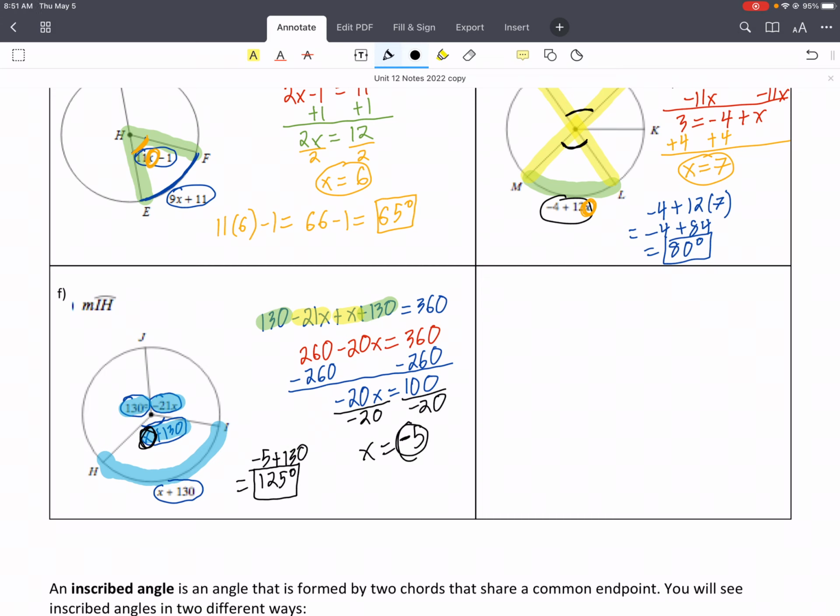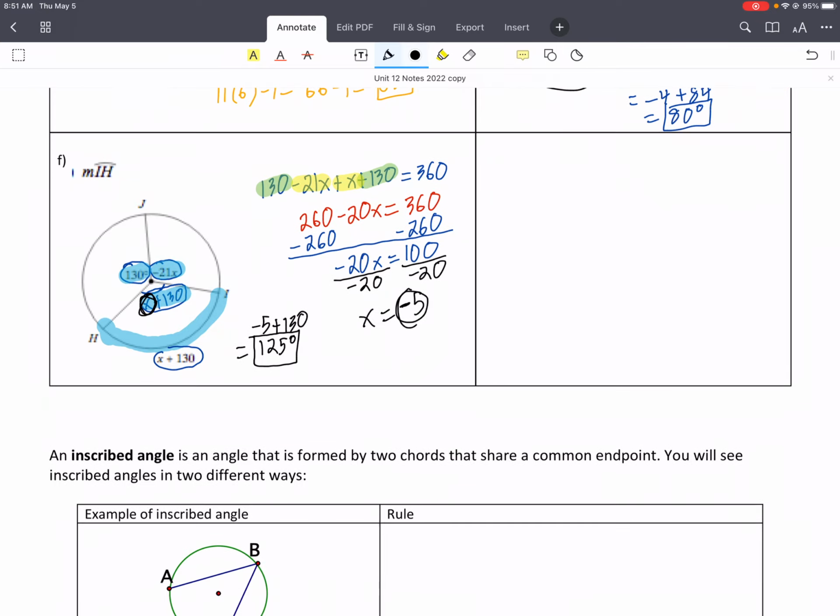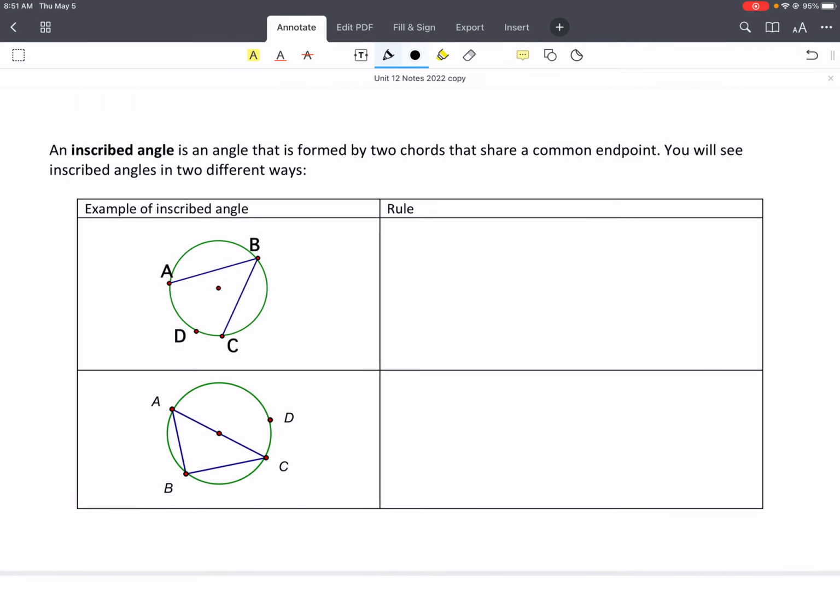All right. So that, guys, are central angles. Now in this next video, we're going to look at inscribed angles.